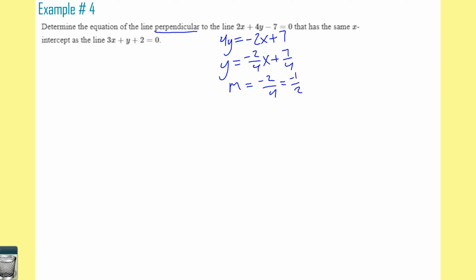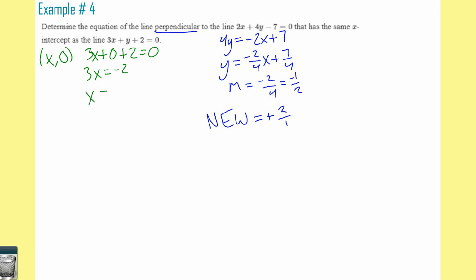The perpendicular, so my new one, is going to be not negative, but positive 2/1. So my new slope is 2/1, and it's going to have the same x-intercept. Well, the x-intercept, if you remember, is when I solve for x and y is 0. So 3x plus 0 plus 2. We get, let's see, 3x equals -2, so -2/3. So I have the point -2/3, comma 0.